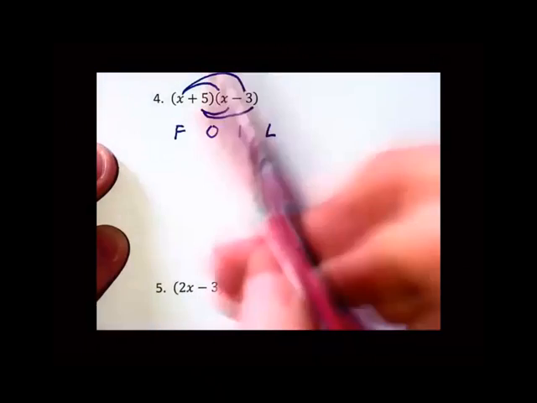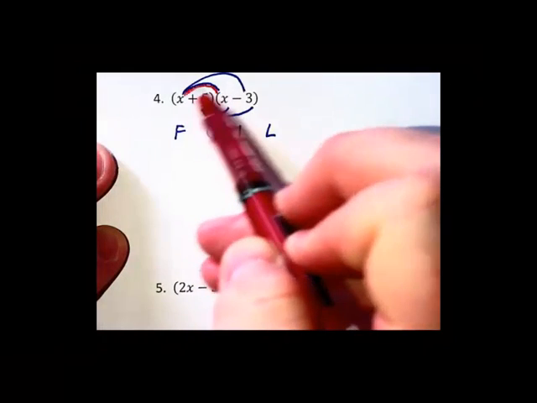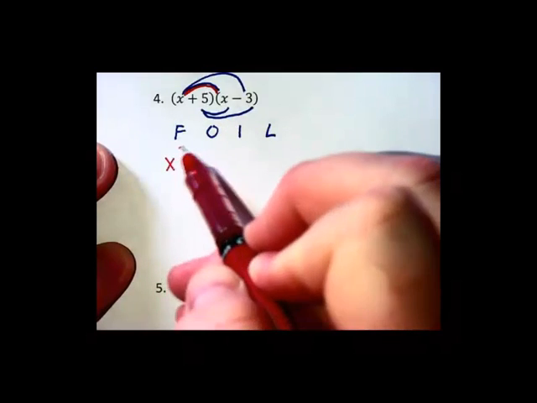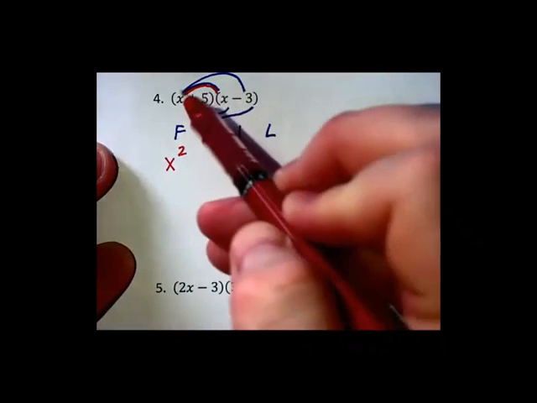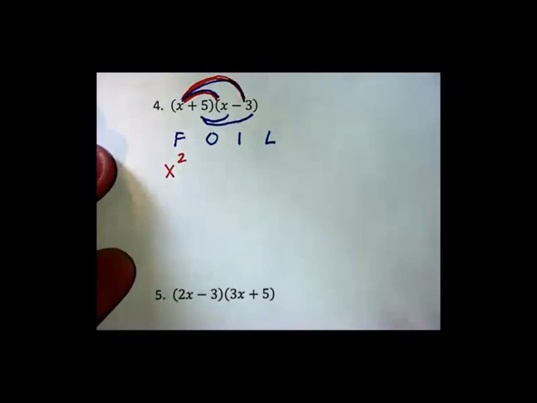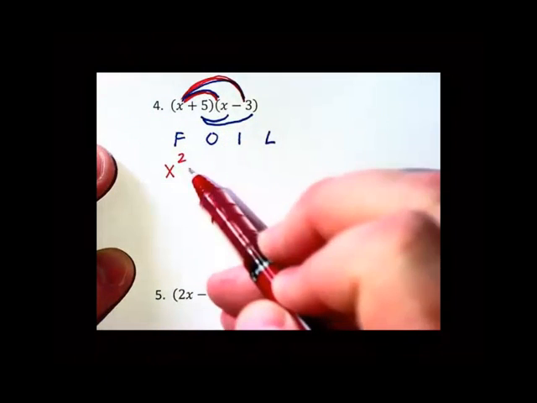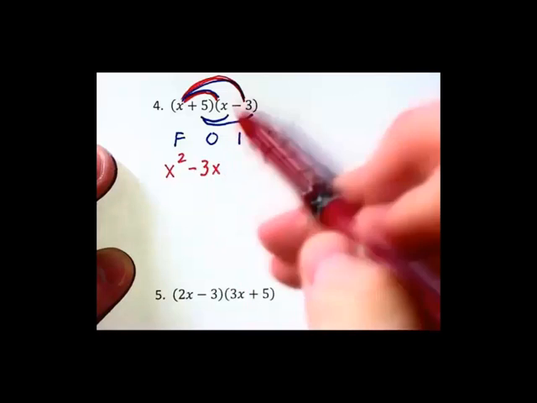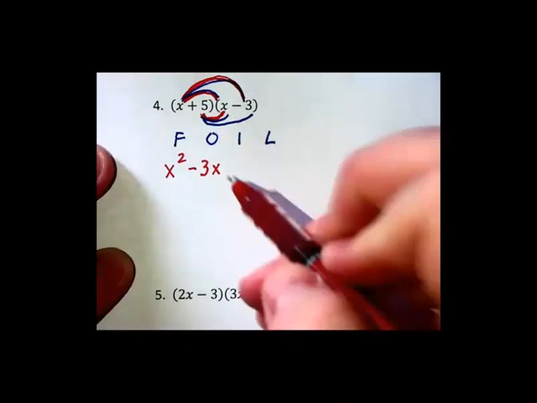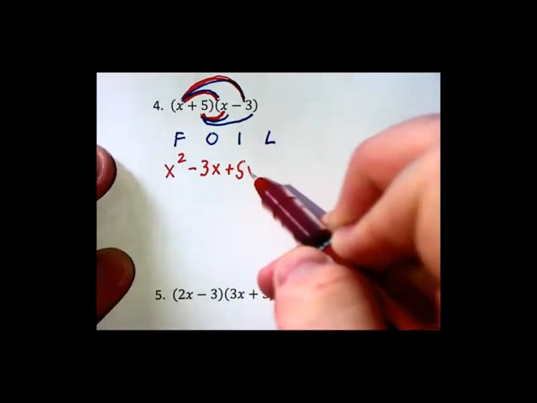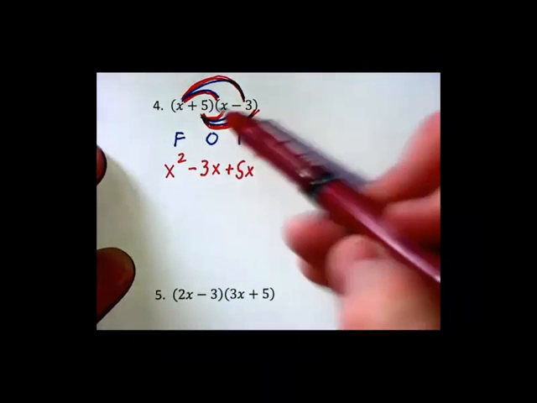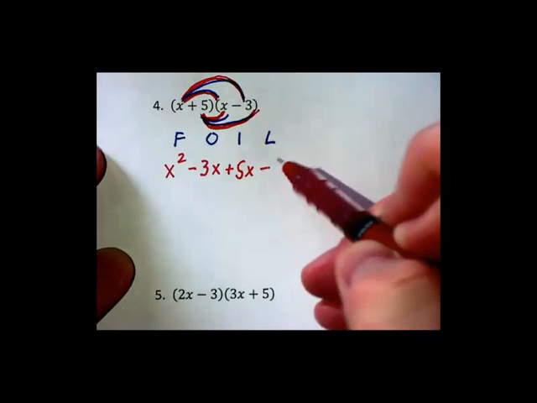The first part of that distribution is what I'm highlighting in red here. The first thing in each parentheses, x times x, making x squared. O for outer represents multiplying together the two things on the outside edges, which would be for us the x times negative 3. I stands for inner, multiplying the two numbers closest together. That would be 5 times x, which makes positive 5x. And L stands for last. We multiply the last thing in each parentheses. Positive 5 times negative 3 makes negative 15.